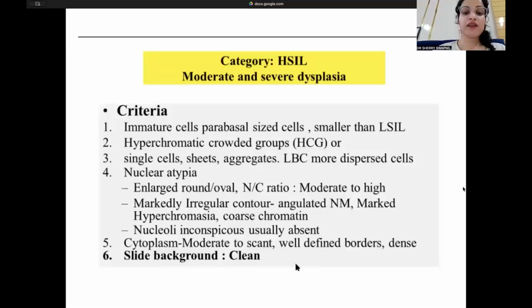And the most important thing, how we will differentiate it from invasive squamous cell carcinoma, is that the background is clear. We generally don't get to see tumor diathesis. Next slide, please.